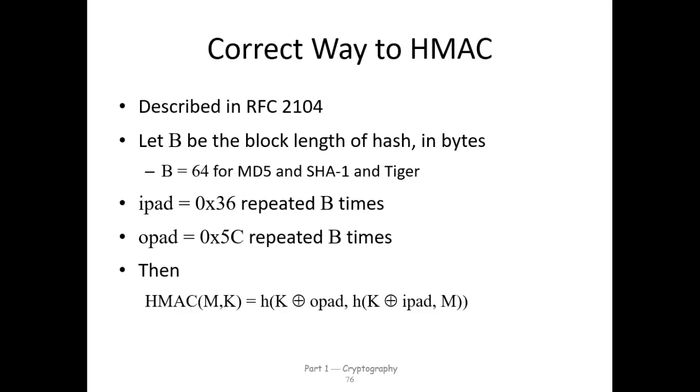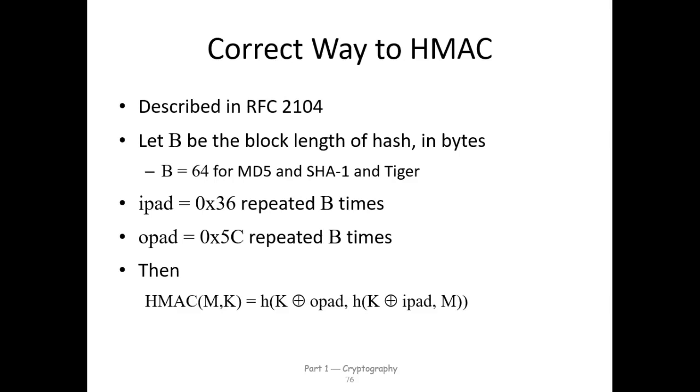Correct way to HMAC, I think this is given by the book, so we are not going into detail about that HMAC here. This is just described in RFC 2104, which is the standard. Let B, the block length of the hash in bytes, be equal to 64 for MD5, SHA1 and Tiger. So we can consider that as 64 bytes. We'll be considering input padding as well as output padding, in hexadecimal: 36 repeated B times for ipad and 5c repeated B times for opad, so those values will be considered.